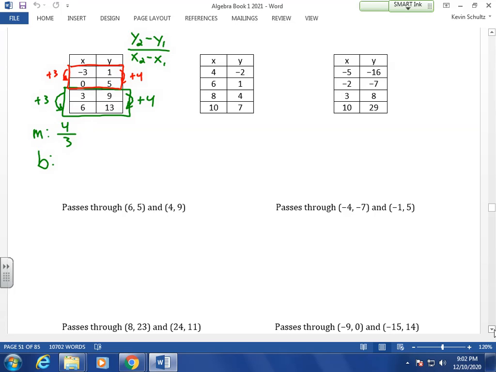So I'm going to use (6, 13) as my value for x and value for y to find this y-intercept. So 13 gets plugged in for y equals my slope 4/3 times my x value 6, and I'm solving for b. I start by multiplying that 4/3 times 6. 4/3 times 6 over 1 equals 24 over 3, which 24 divided by 3 is just 8. So 13 equals 8 plus b.